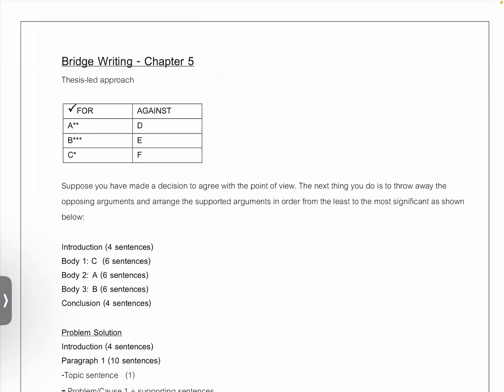What about this-is-led approach? For this-is-led approach, it's different because you will scrap all those ideas that you don't support altogether. You don't include them in your writing. So if you agree with a particular idea, A, B, C are your main supports, you will completely ignore D, E, and F.